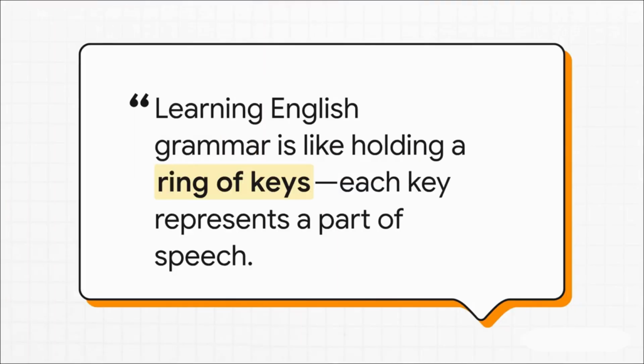I love this way of thinking about grammar. It's like a ring of keys. Each part of speech, a noun, a verb, all of them, is a different key. And each one helps you unlock a new part of the English language. So today, we're going to get our hands on the first four keys and learn exactly how to use them.